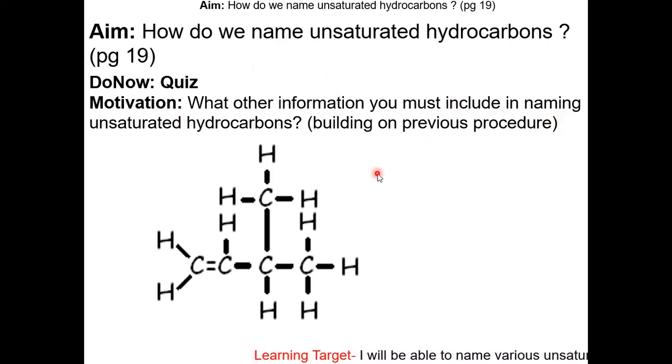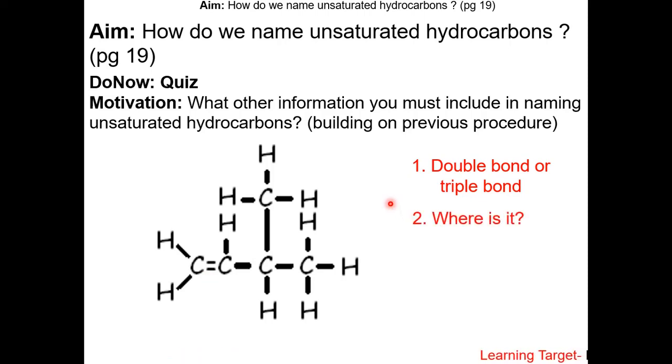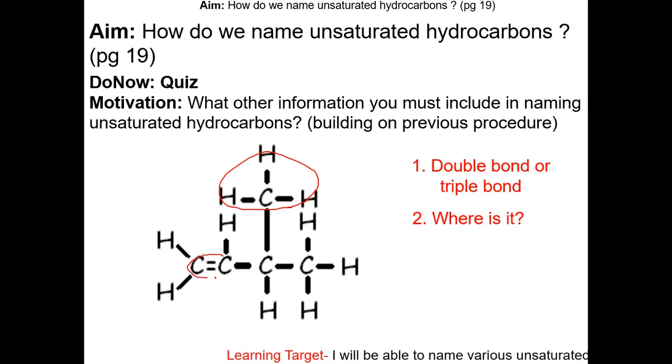The first thing is you have to indicate whether you have a double bond or triple bond. In this molecule, we have a double bond. Next, we have to indicate where that double bond is in the molecule, at which carbons. Notice in this molecule, there are two groups. One's the methyl group, and the other is the double bond.